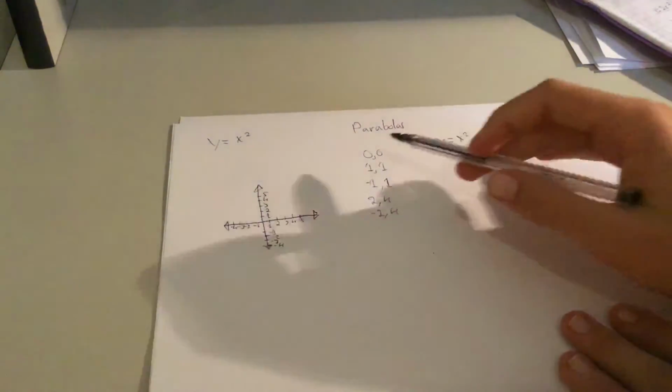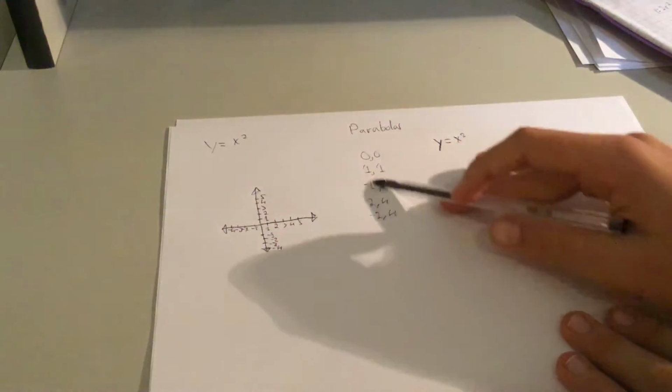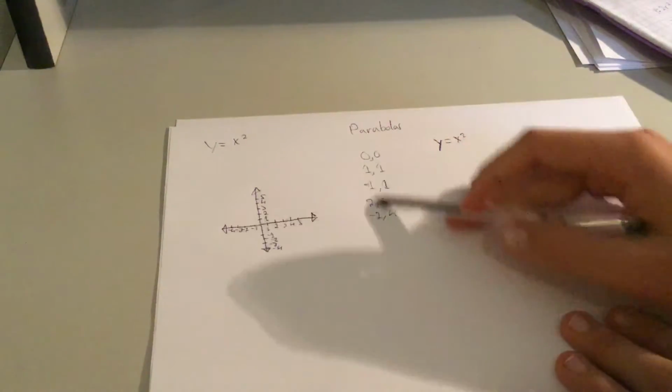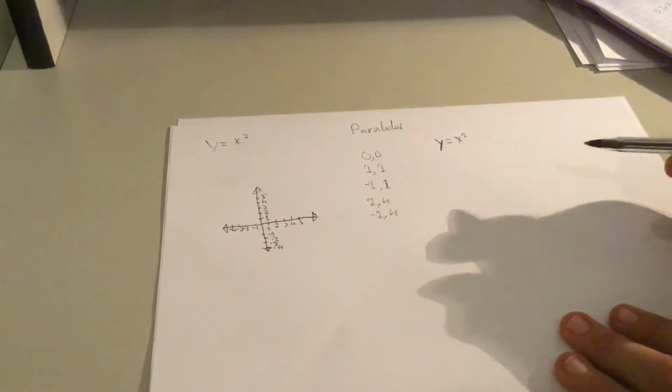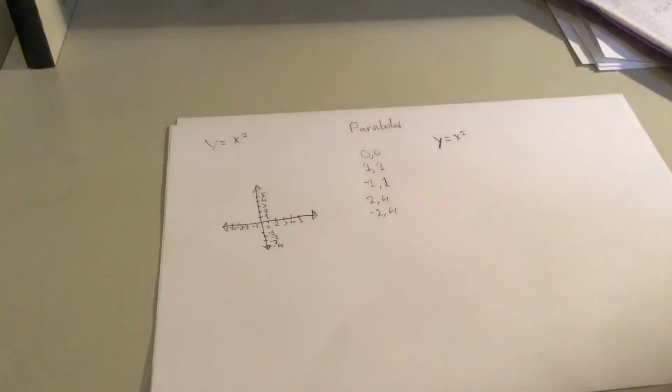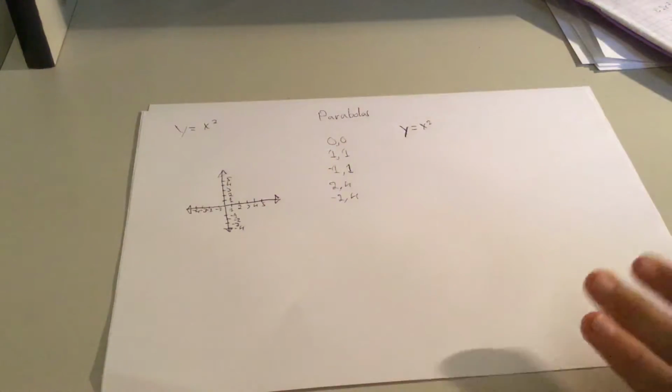So hopefully you know that the x coordinate always comes first. So on the left side here we have all our x coordinates. On the right side here we have all our y coordinates. So we can see if these coordinates are correct by putting them into the equation.